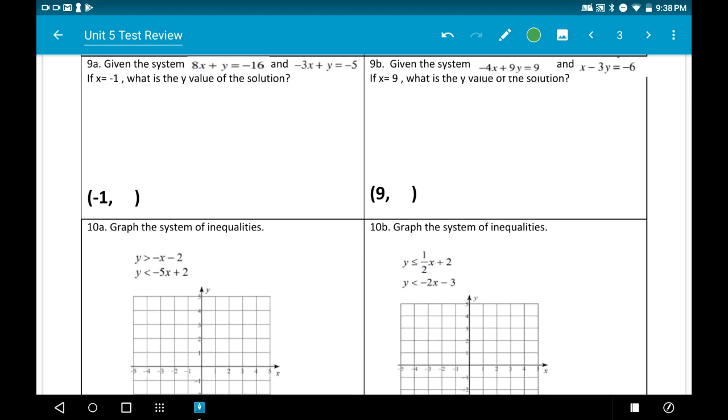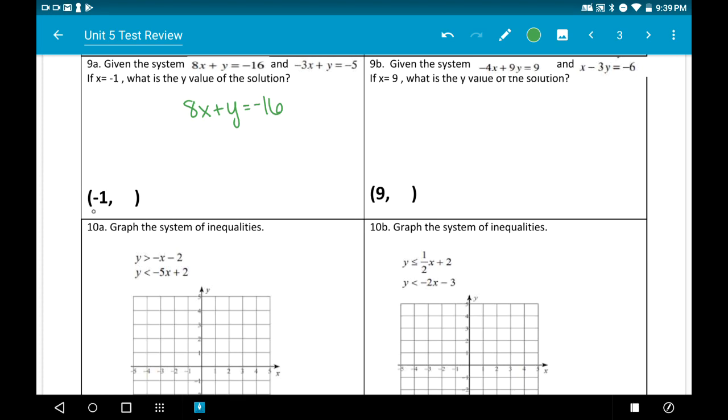9a says, given the system, 8x plus y equals negative 16, negative 3x plus y equals negative 5. If x equals negative 1, what is the y value of the solution? So this one is really easy because it does all the hard work for you and it gives you one of your answers. So we get to skip all the steps of finding our first variable, and we're just going to do the plug it in step by itself. So I can pick either one of these equations. I'm going to take 8x plus y equals negative 16. If you pick the other one, you'll get the same answer.